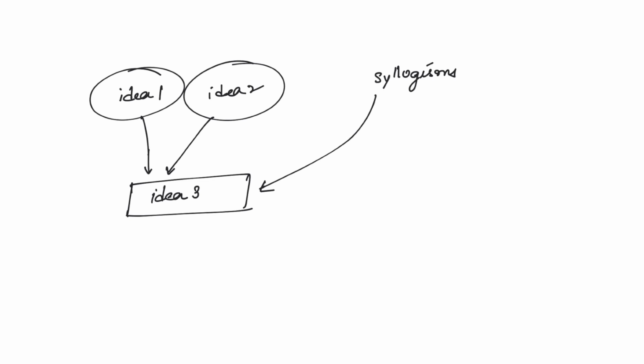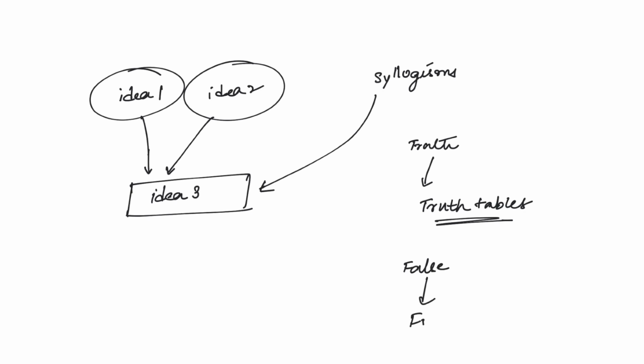We also have syllogisms which deal with truth in finding logic. These are given by truth tables. We'll talk more about truth tables later. And we also have false values, which are given by fallacies. We're going to be discussing these three topics in more detail in the future. So you got the basics, right? Let's go and meet in the next part.